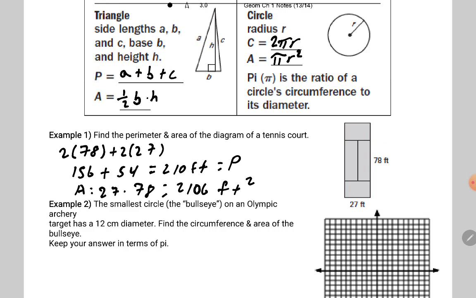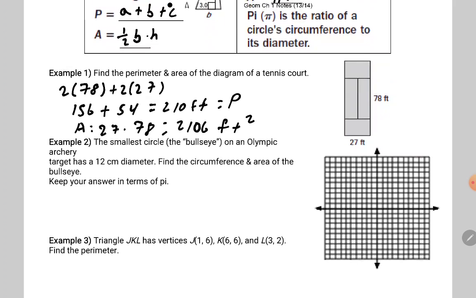Alright, example 2. The smallest circle, the bullseye, on an Olympic archery target has a 12 centimeter diameter. Find the circumference and area of the bullseye. Keep your answers in terms of pi. The diameter, remember, is 2 times the radius, or radius is 1/2 the diameter. So my radius in this case is half the diameter, so 6.